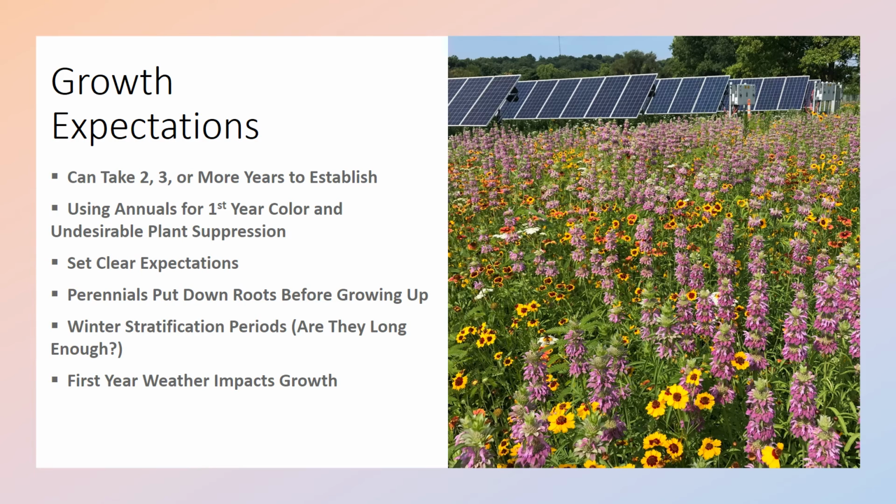Set clear expectations anytime you're working with other people so that they understand that it's going to take 2, 3, 4 years. So everyone's on the same page. We see a lot of times where that expectation is not properly communicated. And after the first year, sometimes management determines that the project was unsuccessful and you end up starting over, which is counterproductive to everything that you're trying to do. Perennials are going to put down the roots before growing up. So just because that first year, if you don't see a whole lot going on, doesn't mean there's not a whole lot going on below the surface.